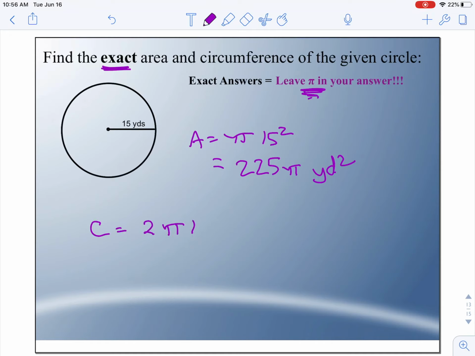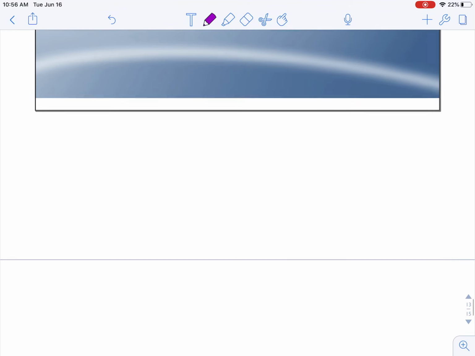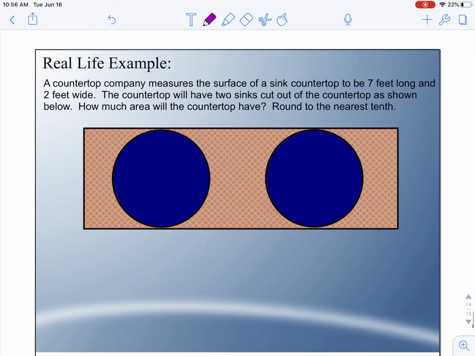For circumference, we can do 2 times pi times our radius. So for circumference, we get 30 pi yards. Pi, we kind of treat it like a variable, and that's why I moved the number to the left of pi. It's just the more appropriate way to write it.